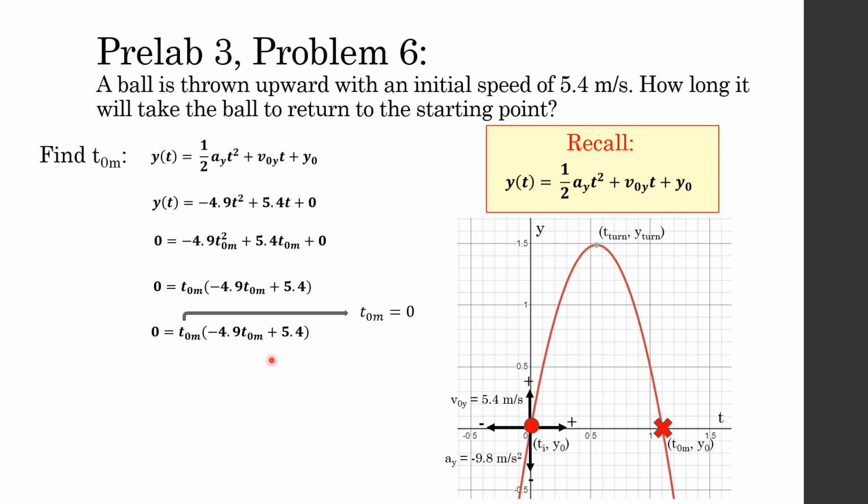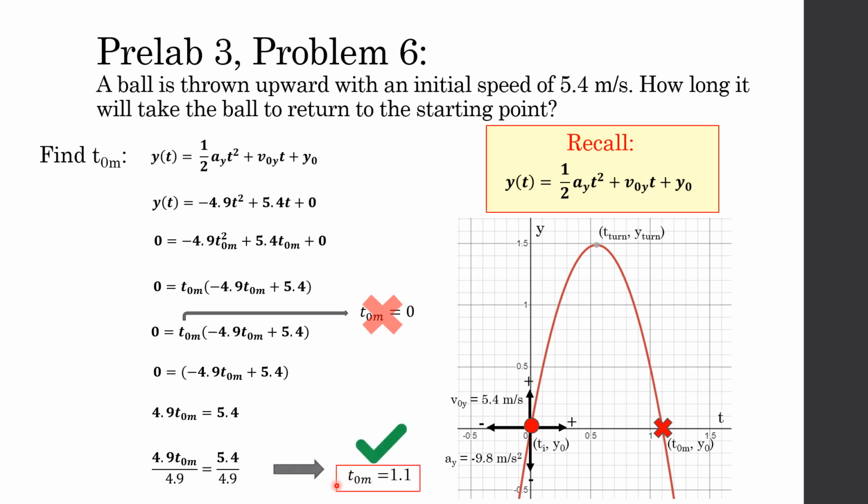So now we have to solve this one, okay? So that's what we're going to do. So we solve for this. We move our negative 4.9 to the other side of the equal sign, so now it's a positive 4.9t. That's equal to 5.4. Divide both sides by 4.9, and we get that the other point, the one that we're interested in, is 1.1 seconds.